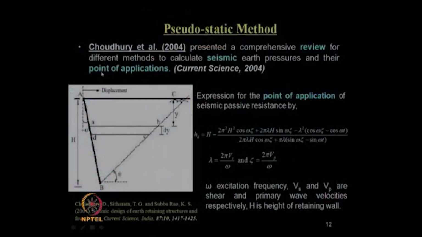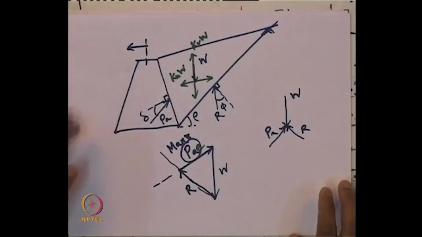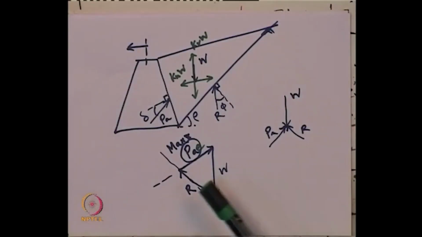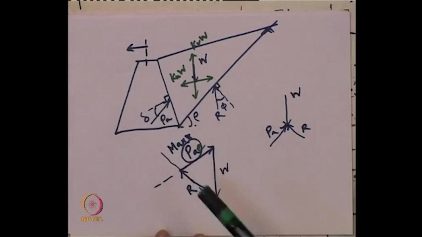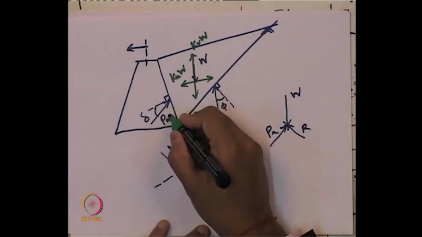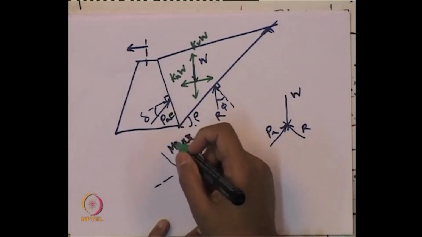Okay. Now, further that pseudostatic method is again applied to compute the point of application of the earth pressure. Because earlier, if you remember, when we talked about this earth pressure, the total value of Pa, or in dynamic condition PAE, where they will act is not known.